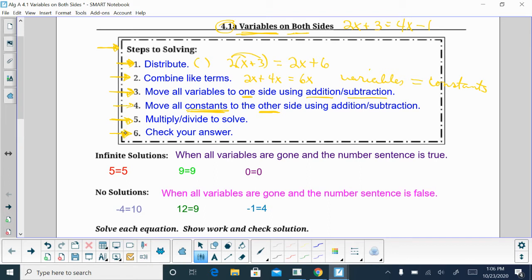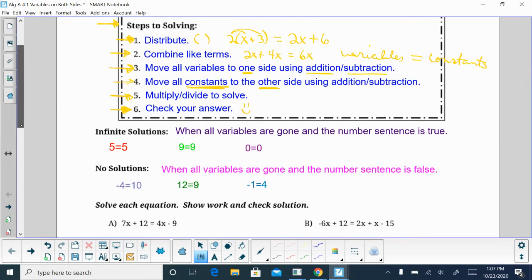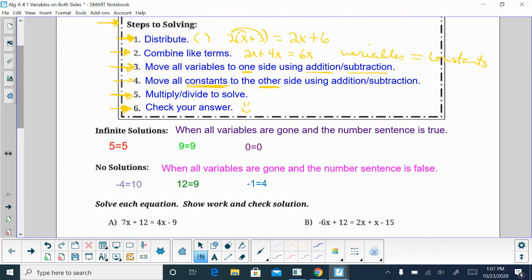Substitute our answer, whatever we found for x, y, whatever variable, substitute it back into the original equation to make sure it works. If it works, then we can put a smiley face on it. We got her done. Now, there's a couple situations where we can have what's called infinite solutions and no solutions.